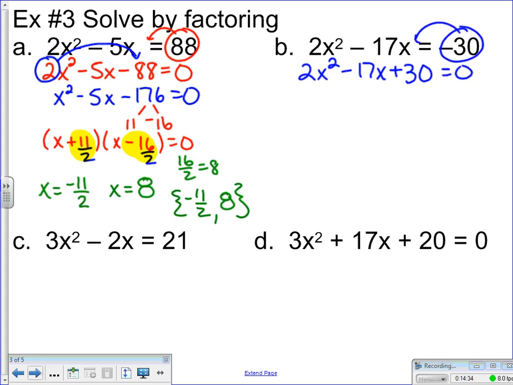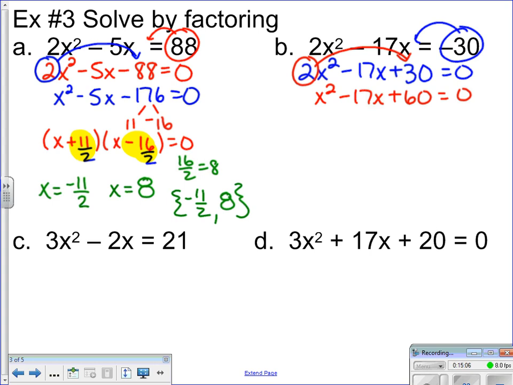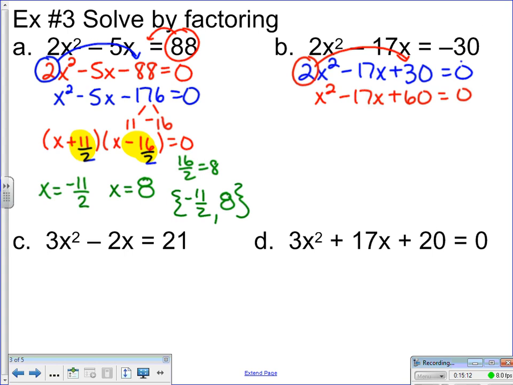Now, I wish I could divide by 2, but 2 won't go into 17. So I'm going to multiply and change the last number to 60. And then which two numbers make 60 and add up to 17? I think, let's see, 6 times 10. That's not going to work. That's going to be 60. What will make 17? Okay, I think what happened was this is supposed to be a positive 30.